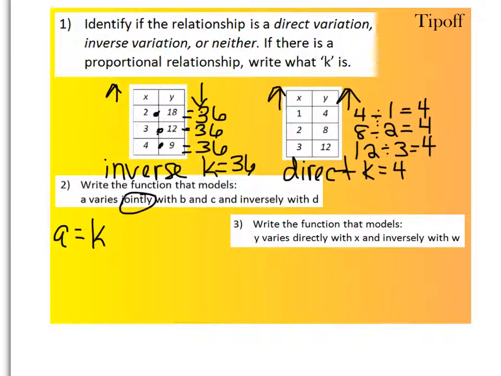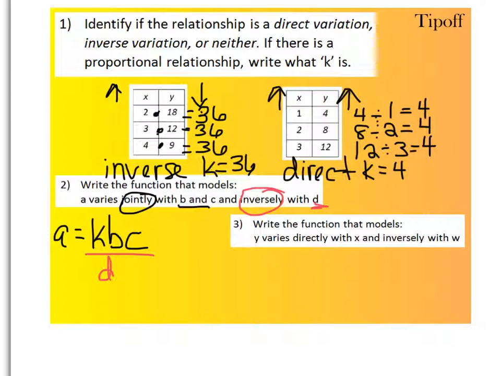Now our next keyword is jointly. Jointly means we're going to multiply, and you're going to have two or more things that you're multiplying by. In this case, we're multiplying by b and c. So b and c. The next comes up is inversely. Inversely means we have a division problem, and we're dividing by d. So A equals k times b times c all over d.